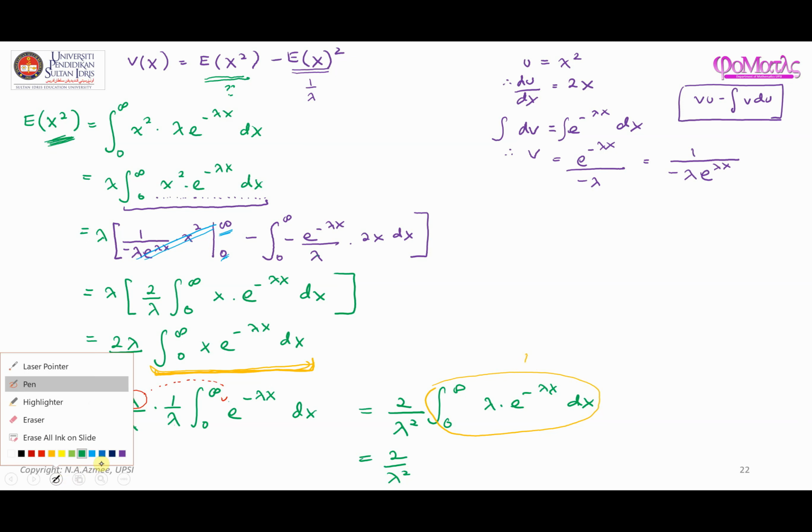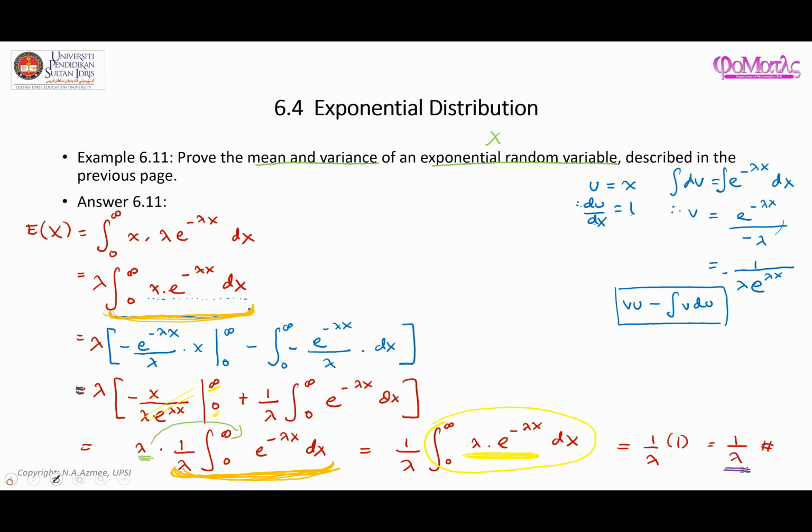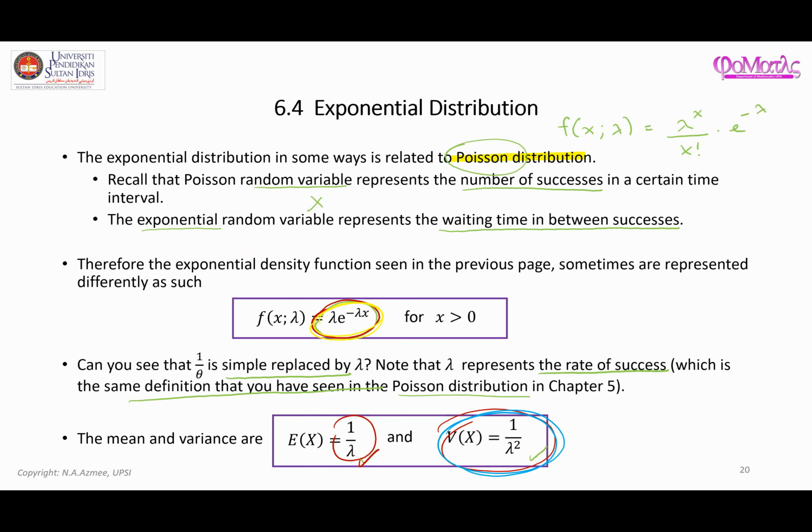Next, we're going to find the variance. So the variance of x is, we're going to take this value, which is 2 over lambda squared, and we're going to minus 1 over lambda, and you square it. Okay, so it becomes 2 over lambda squared minus 1 over lambda squared. 2 minus 1 is 1, so 1 over lambda squared. And that's the result that is given right here.